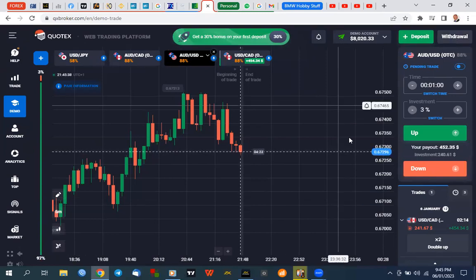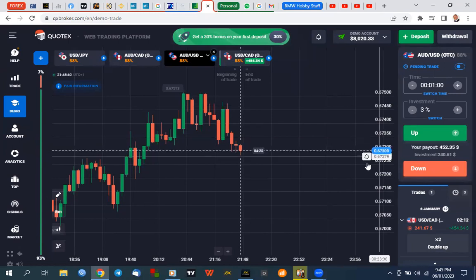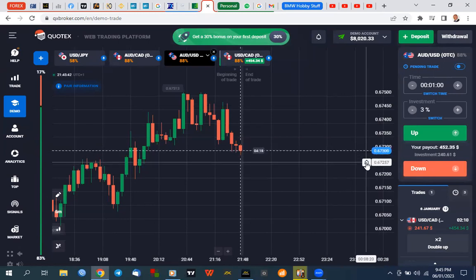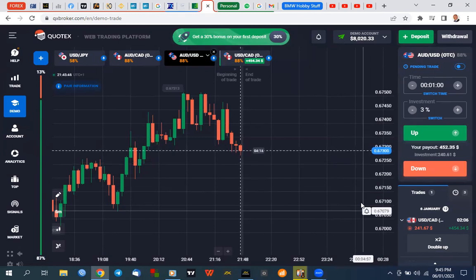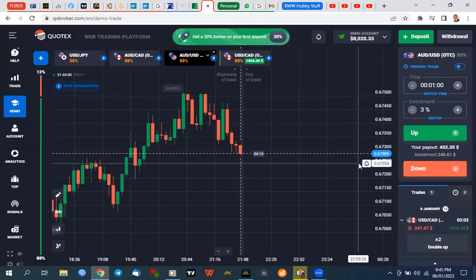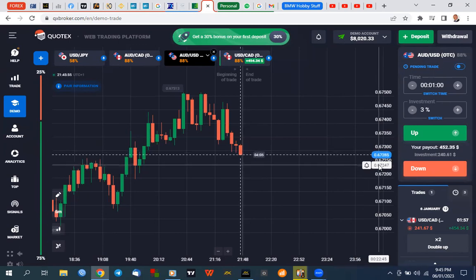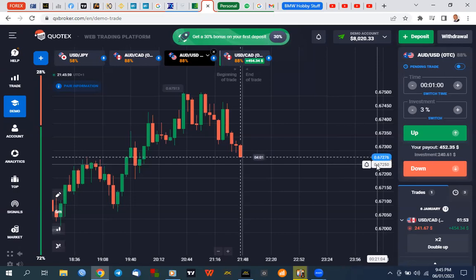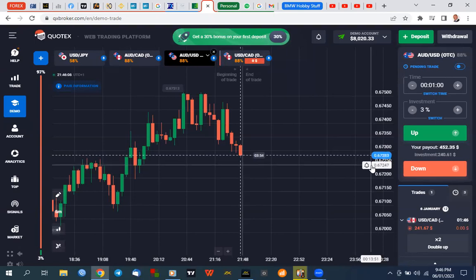Oh yes, one critical thing: alerts. Take for instance, you want to be informed when the price gets to 0.67249. What you need to do is put your cursor at 0.67249 like this and click the bell.